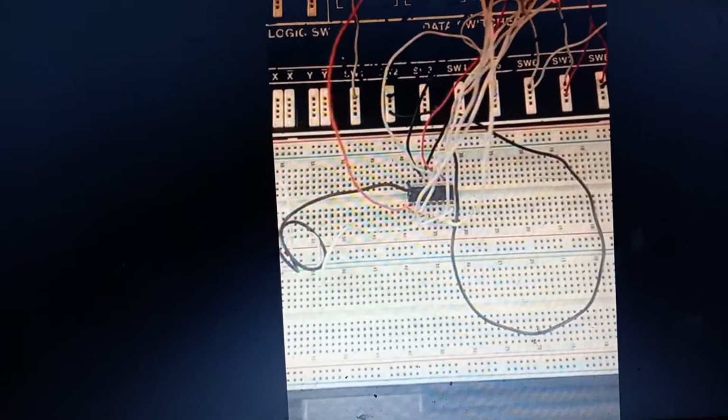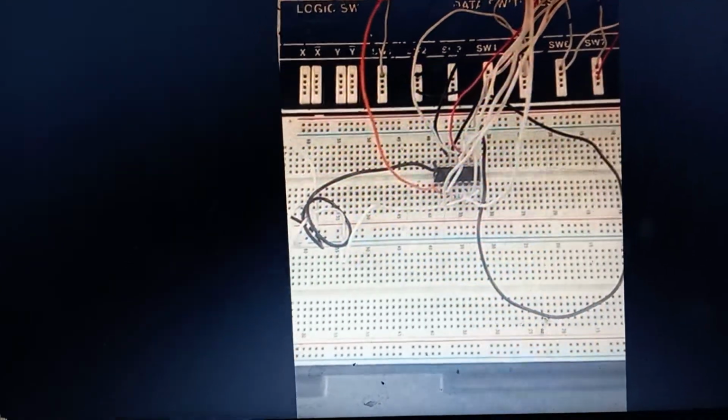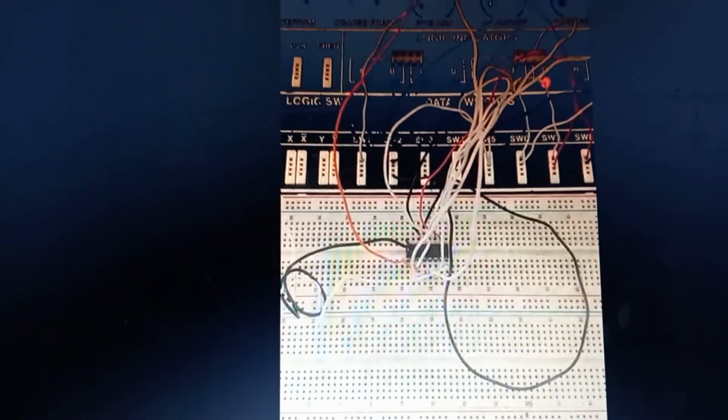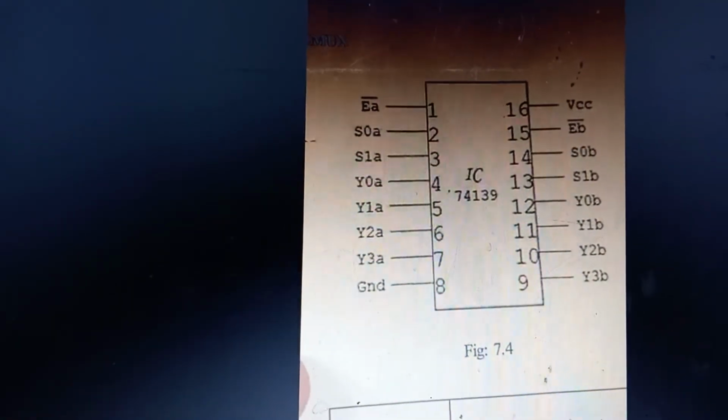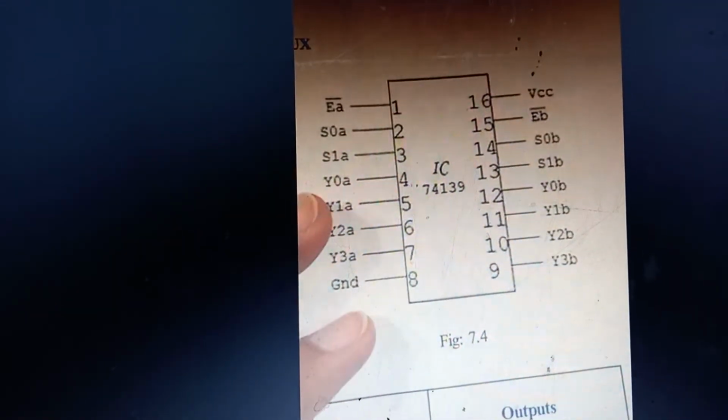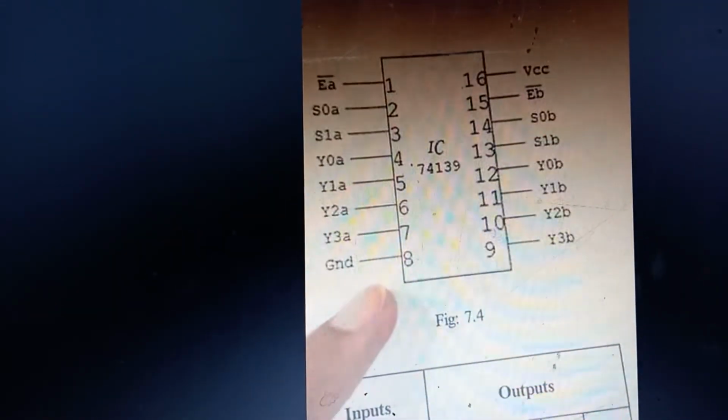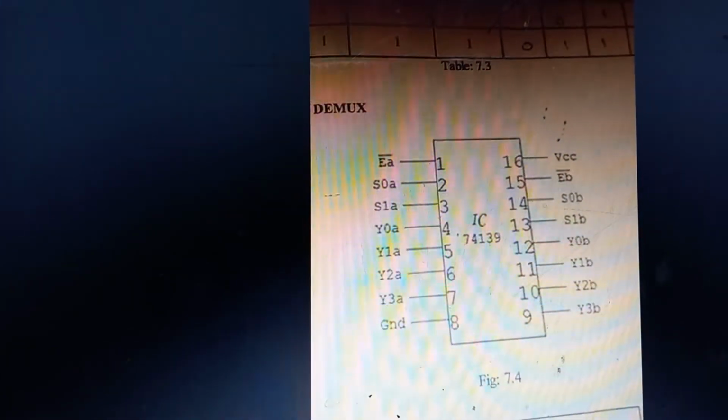Now in the next video we will discuss the demultiplexer circuits. Almost the same, but there will be a little difference in the circuit. So this is the IC number for the demultiplexer, that is IC 74139. It has two demultiplexers as well, Dmux A and Dmux B. The selection switches will be the same for both of the ICs. So let's wait a little bit so that we can connect this on a trainer board, and then we will verify the demultiplexer. So thank you so much.